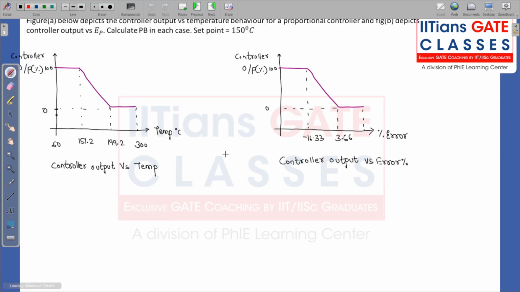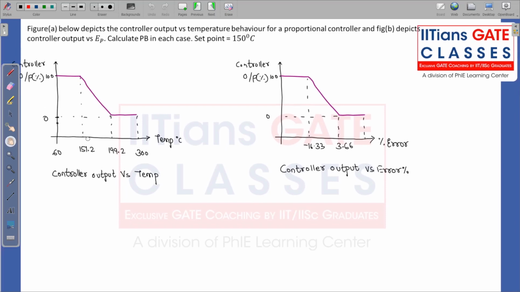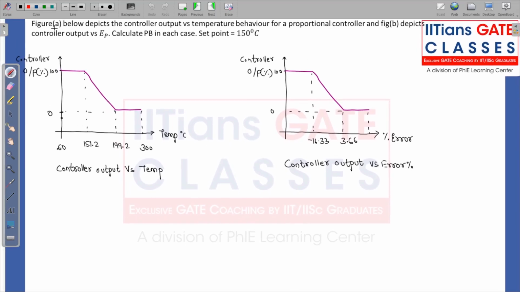Okay. So the next question that we have over here is figure A. Figure A depicts the controller output versus temperature behavior for a proportional controller, and figure B depicts controller output versus percentage error. Calculate proportional band in each case. Set point given in both the cases is 150 degrees C. So in both the cases we need to calculate the proportional band.